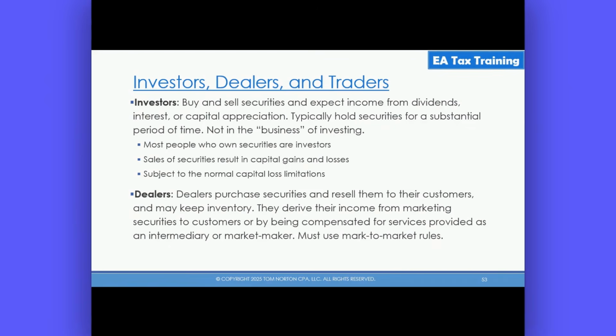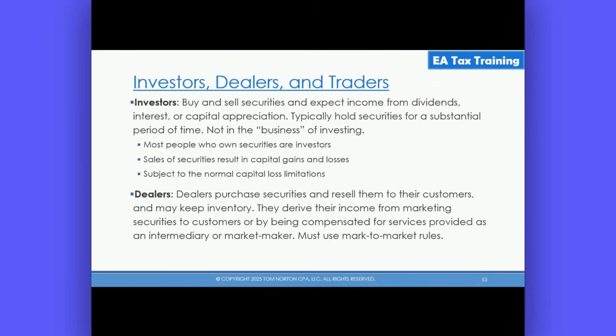If you invest in anything, even if you've got a bank account that earns interest, or if you own any stocks or mutual funds or anything like that, most likely you are just an investor. I am just an investor. We invest in things. We're hoping to get a return on that investment. We've got our regular day job and we're investing any money that we've got saved up. We are investors. Any sales of those securities will result in capital gains and losses, just like we've been talking about in this video. And they are subject to the normal capital loss limitations, just like we have been talking about in this video.